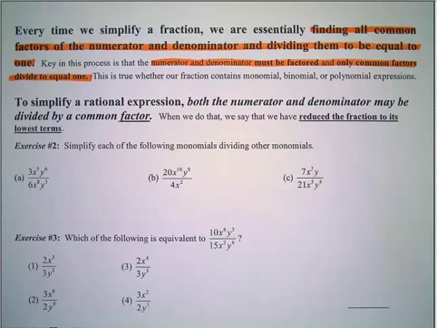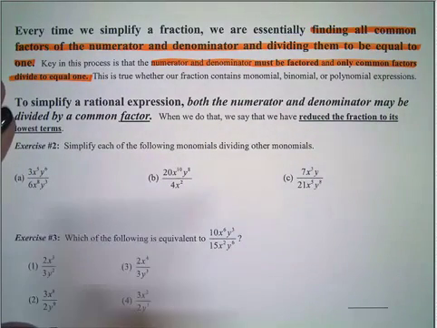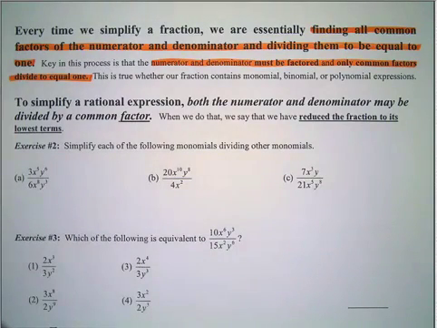So in exercise 2, simplify each of the following monomials, dividing by other monomials. So think about monomials. Mono, one term. That means there's no addition and subtraction. Everything is attached by multiply. So we're going to use the same idea we used above in part A. We're going to factor everything out.